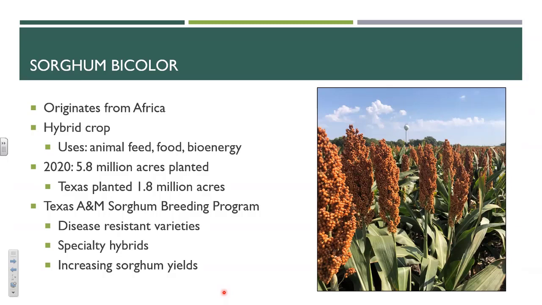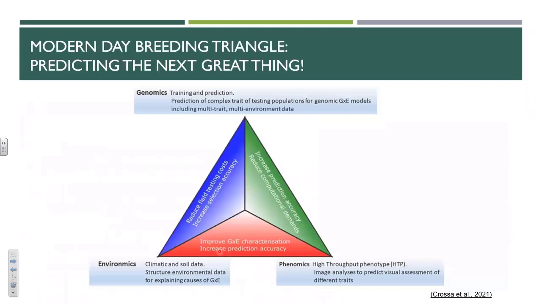We have a sorghum breeding program here, as you guys know, and a few of the things that we are working on is disease-resistant varieties, specialty hybrids, and most importantly, increasing sorghum yields. So over the past few years, we have been working on increasing yields through using the modern-day breeding triangle. The modern-day breeding triangle includes genomics, phenomics, and environomics.